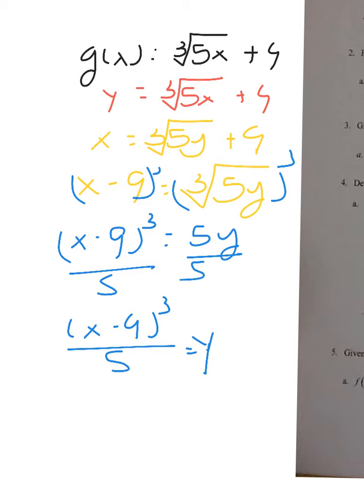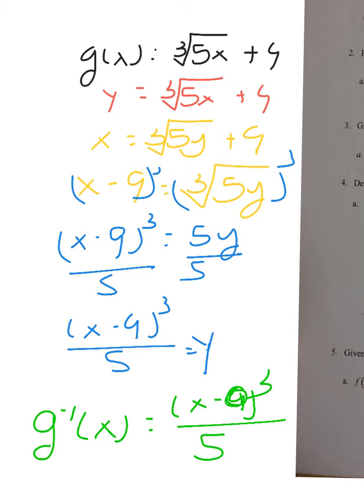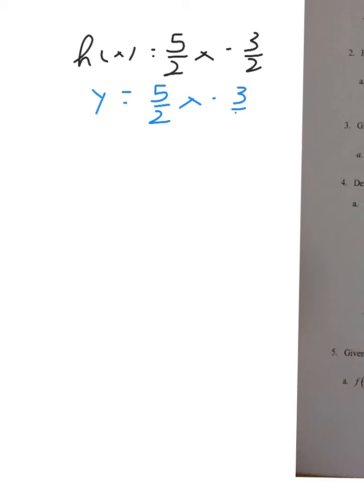And then I would write that as the inverse of g of x is equal to x minus 9, that's a 9, cubed over 5. And that's a 9 there, sorry. Okay, so let's take a look at number 3c. 3c is h of x is equal to 5 halves x minus 3 halves. All right, so this is y equals 5 halves x minus 3 halves. Switch x and y.